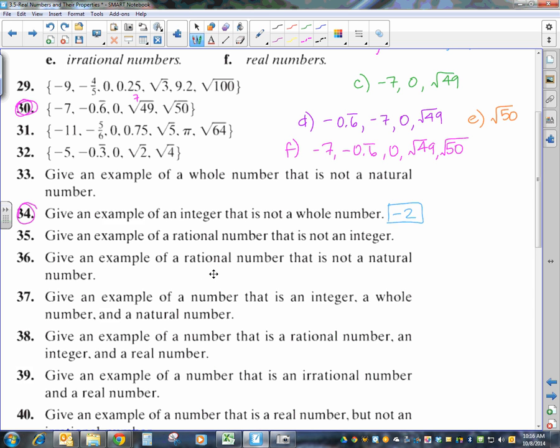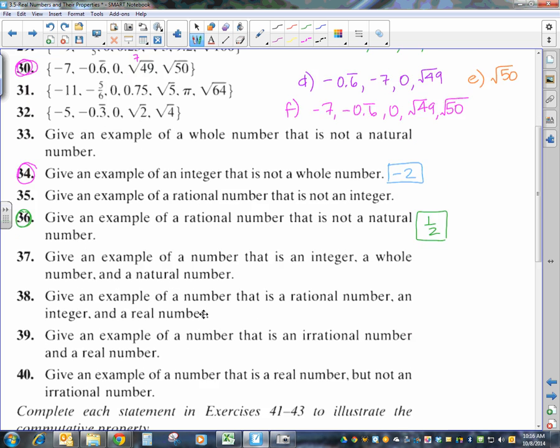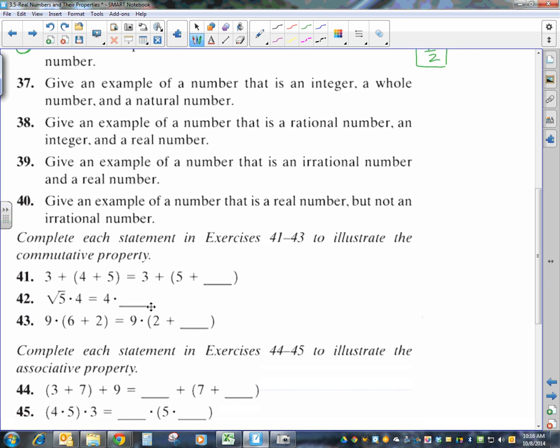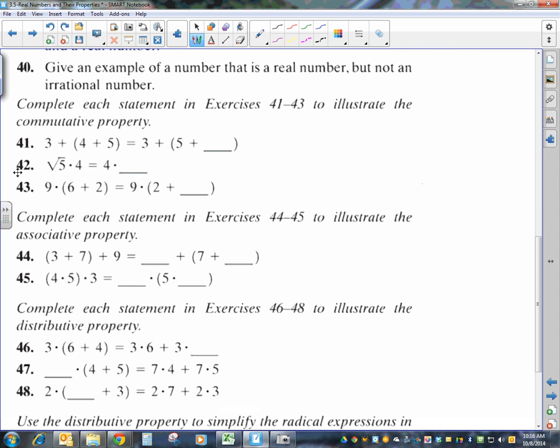Give an example of a rational number that is not a natural number. Rational numbers are my fractions, okay? And all the fractions are not natural numbers, so I can just pick a fraction. So think about that as you go through. You got the idea. Completing each statement.